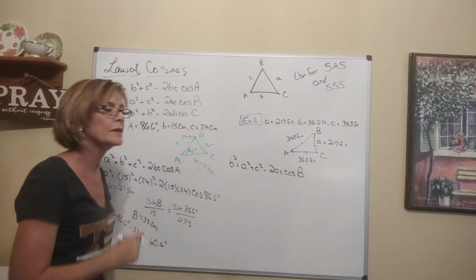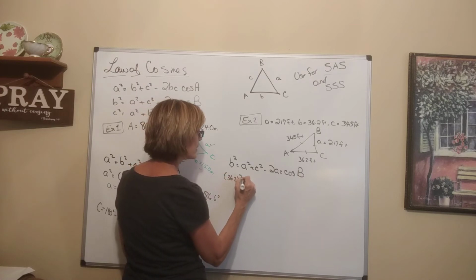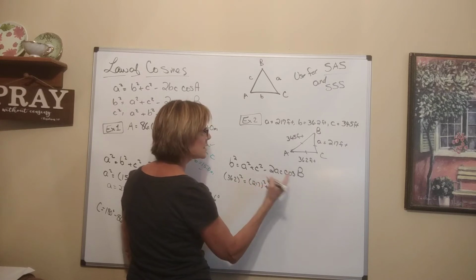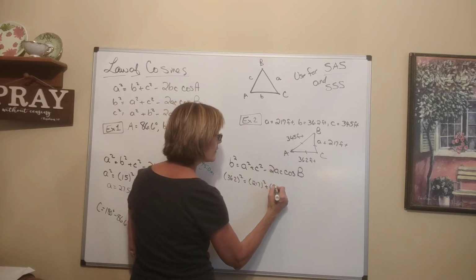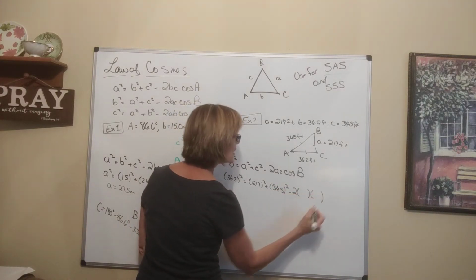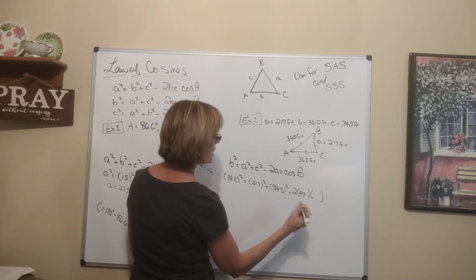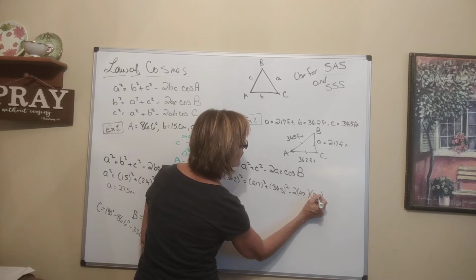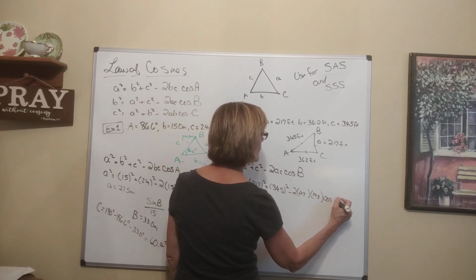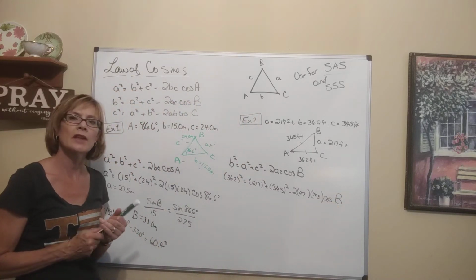And let's just fill in what we know. b squared is going to be 362 squared, is equal to a squared, 217 squared, plus c squared, 345 squared, minus 2 times a times c. a is 217. c is 345, and times the cosine of angle B, which we do not know. All right, so this time we know everything else except for the angle.